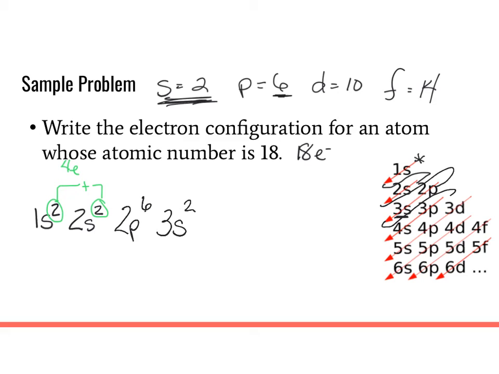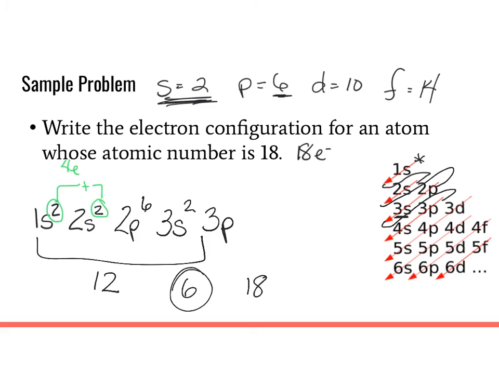So I'm going to go up here to the 3p. So I have 12 here. I need 18, so I need 6 more. And I can fit that completely in this p orbital. Okay, so 1s2, 2s2, 2p6, 3s2, 3p6. And again, these are all superscripts.